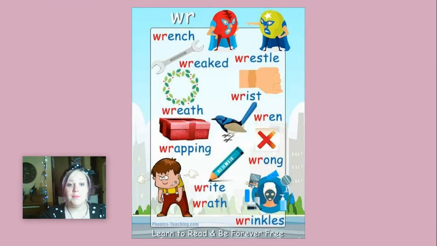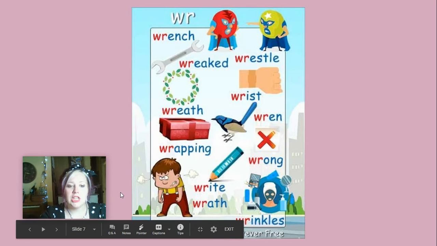Okay, here are some examples. We have words like wrench, wrecked, wrestle, wrist, wren, wreath. I mean, I feel like I'm having some tongue twisters here. Wrong, wrinkles. So all will make that sound.